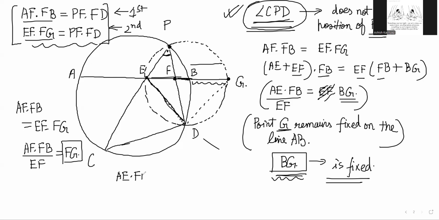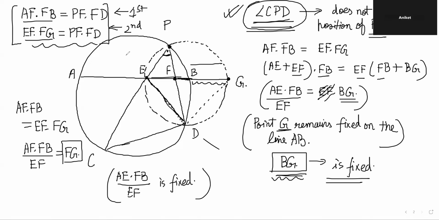AE into FB by EF is fixed, regardless of where point P is chosen on the arc AB. Are you understanding what I have done so far? Yes, sir.